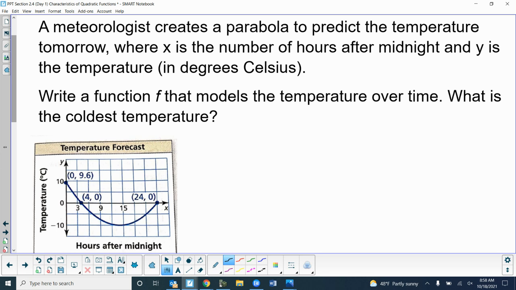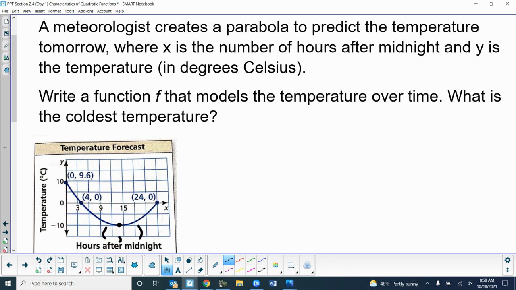Wait, what do you mean by that? Yeah, I mean, once we get an equation using the intercepts, what are we going to have to do to answer the question? Because we're looking for the coldest temperature. Find the vertex. You guys understand that? The vertex is the furthest down, right? The lowest point. So that'd be the coldest temperature, right? So we're looking for this point down here, which looks about right there, right?